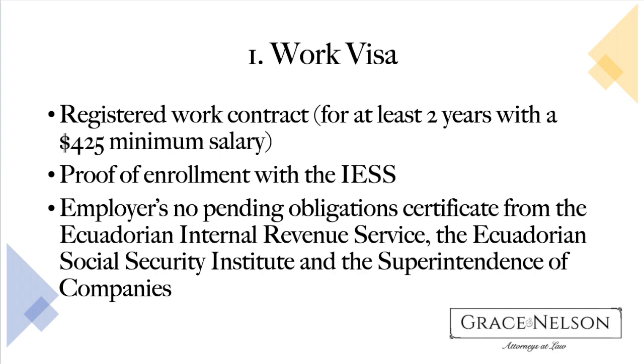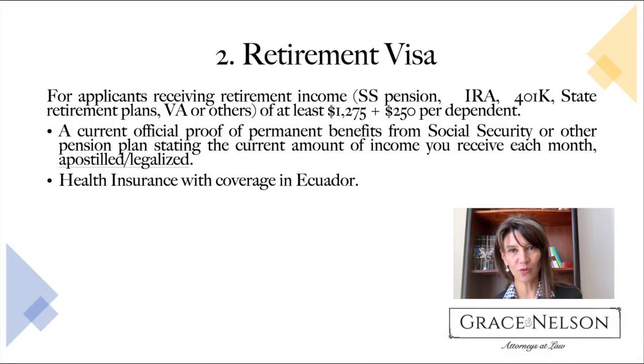So that's a common way to base the temporary residency visa application. Another very common way that most expats use is their pension. If you are a pensioner from Social Security or VA or 401k or other pension plans, all you have to do is bring a benefit letter providing proof that you receive every month at least $1,275 for the principal, and then for your spouse, or if you bring in other dependents, you need to come up with $250 per dependent.